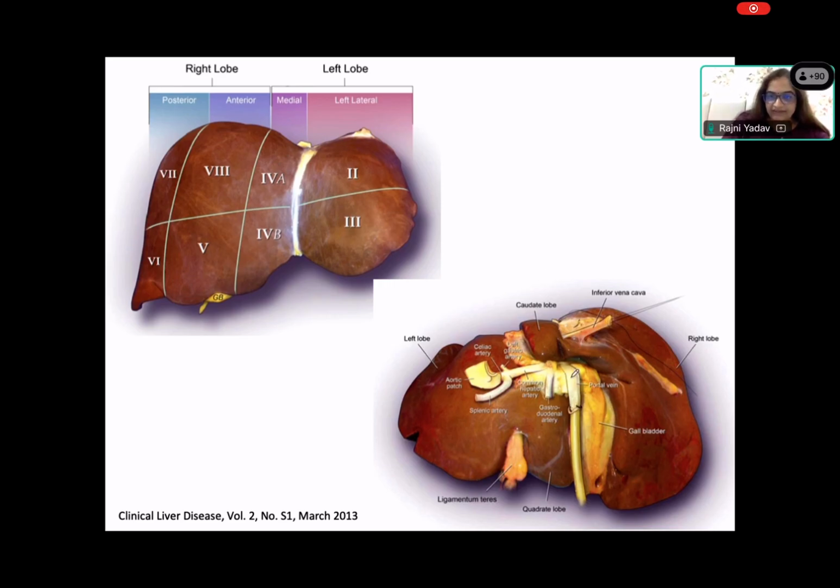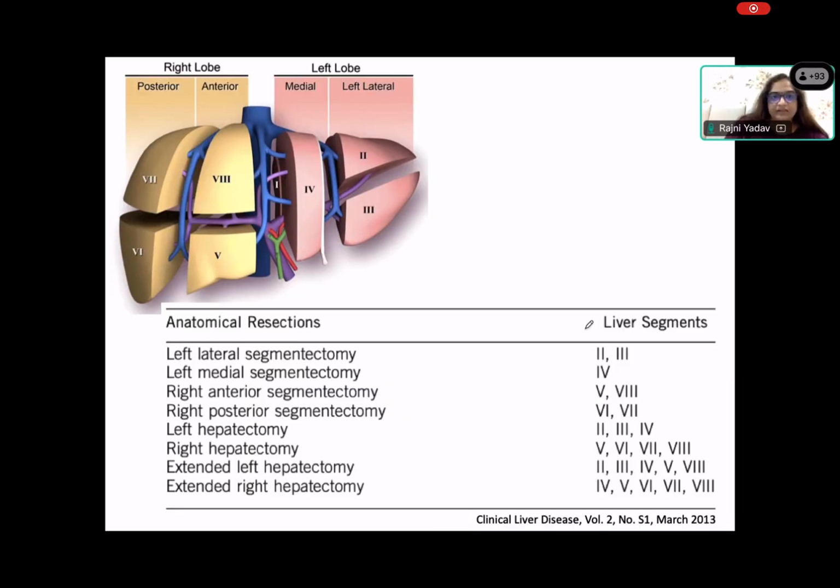Here we can see the portal vein, and then we have the celiac artery, and this vein is actually your terminal hepatic vein that drains into the inferior vena cava. If we see the drainage, the outflow is through the hepatic vein, which drains into the inferior vena cava. And there are 3 hepatic veins: the right hepatic vein, the middle hepatic vein, and the left hepatic vein.